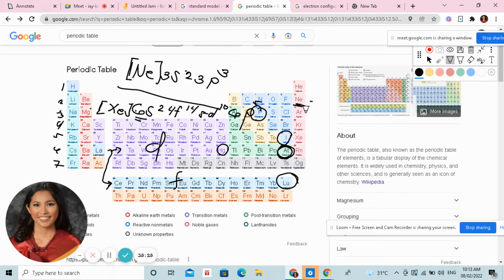What is At? Astatine. Okay. Now if I ask you, in this case, what is the highest, the outermost energy level? 6. Energy level 6. What is the outermost energy sublevel? 6p5. The outermost is higher than s. We have the p orbital.